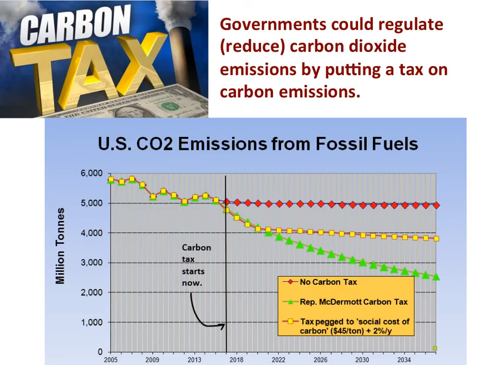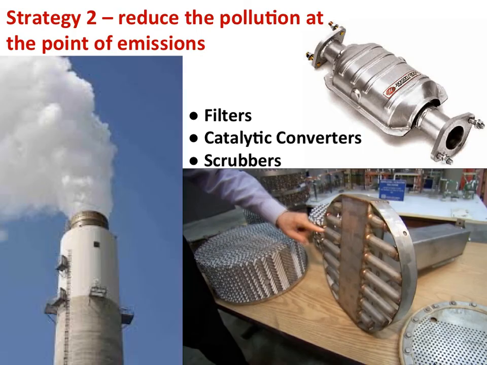Governments could regulate and reduce carbon monoxide and carbon dioxide emissions by putting a tax on carbon emissions. If they make it more expensive to burn fossil fuels, people would be less likely to burn fossil fuels. Reducing or regulating pollution at the point of emissions, Strategy 2, can be done with catalytic converters or smokestack scrubbers or filters. These forms of technology add cost to the prevention of pollution.